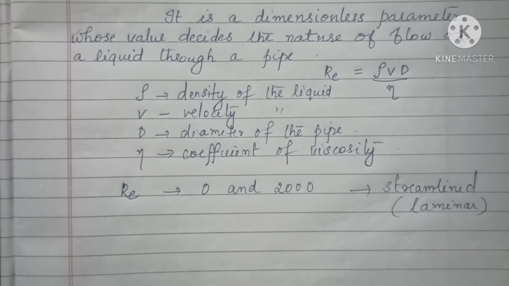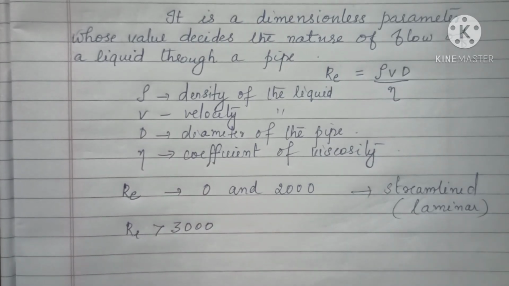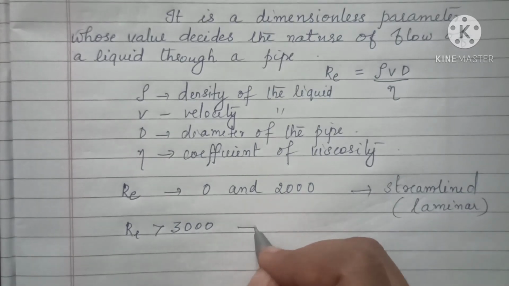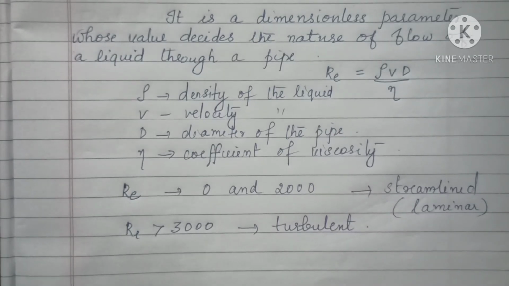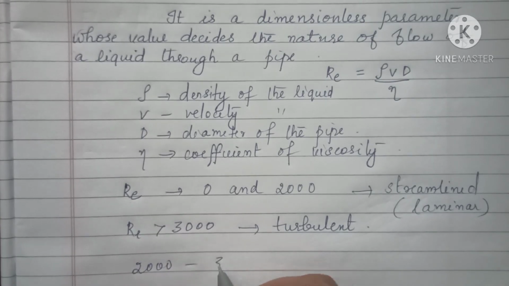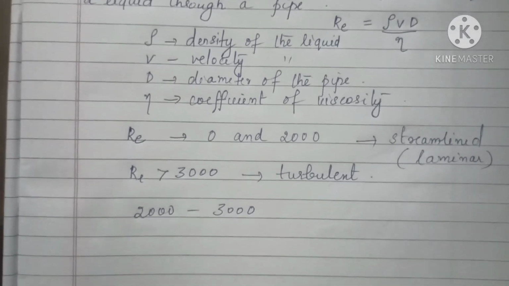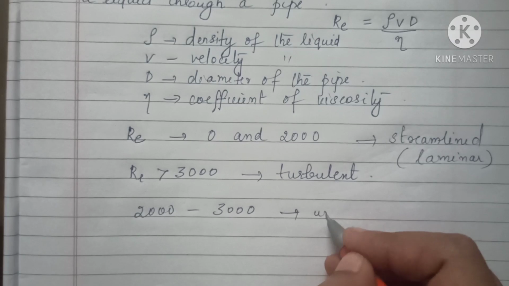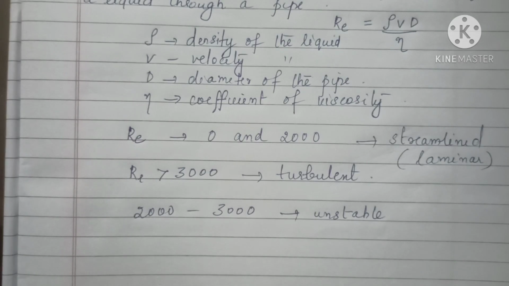Then, if the value is above 3000, the liquid flow is considered to be turbulent. Clear? Now if the value lies between 2000 and 3000, the flow of liquid is unstable. That means it may change from steady to turbulent as well as from turbulent to steady. That is why this range indicates that it is unstable.